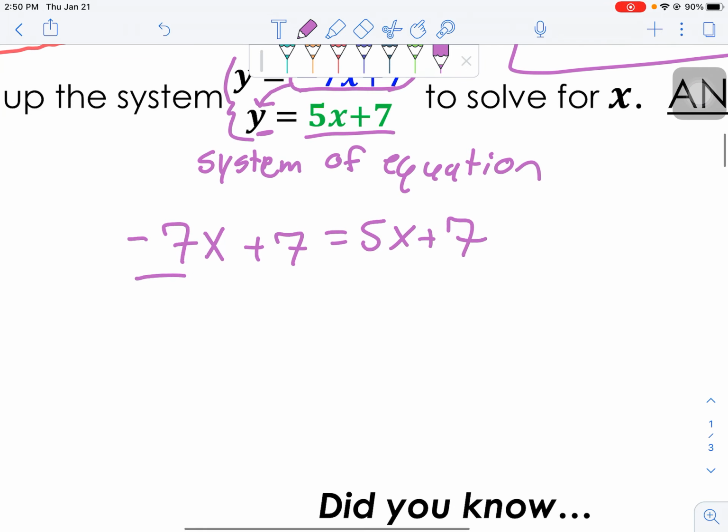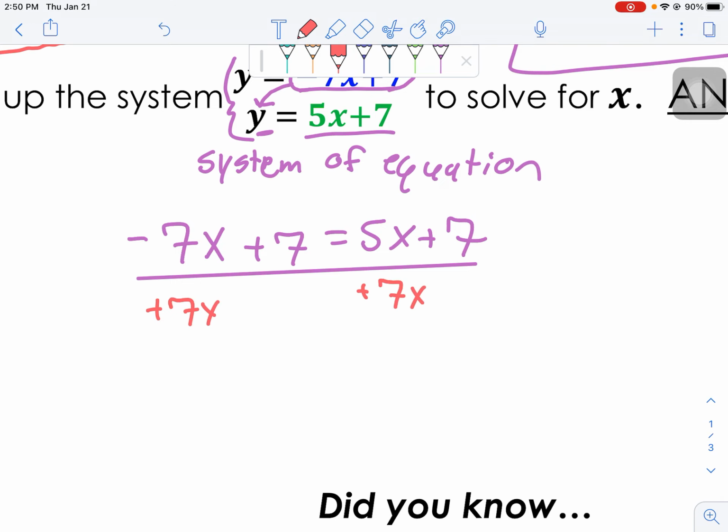And now we have one equation with one variable in it. So we go through this and we solve for that one variable. I'm going to add the 7x to the other side.